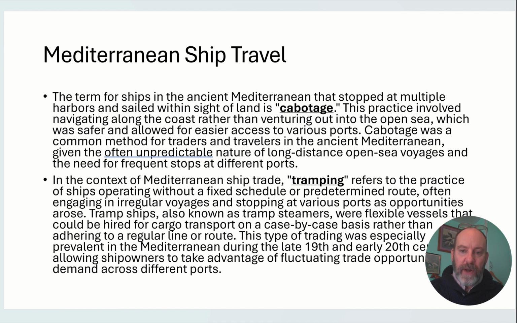And there's two terms I want you to see here. This is the term for ships of the ancient Mediterranean that stopped at multiple harbors and sailed within sight of land: cabotage. The practice involved navigating along the coast rather than going out in open sea. So they were always within sight of the coast, and therefore they could look out there and see whenever they came along the port.